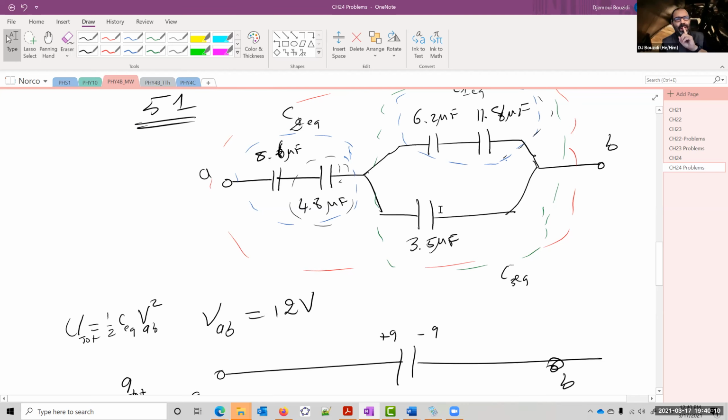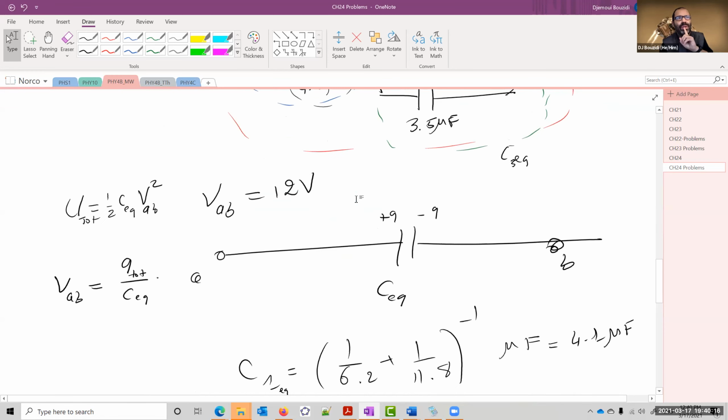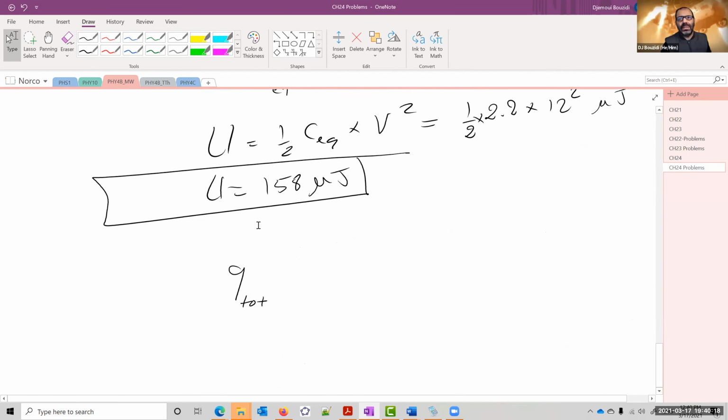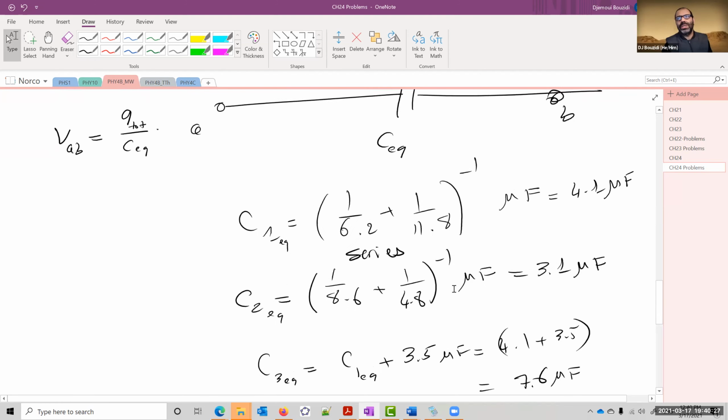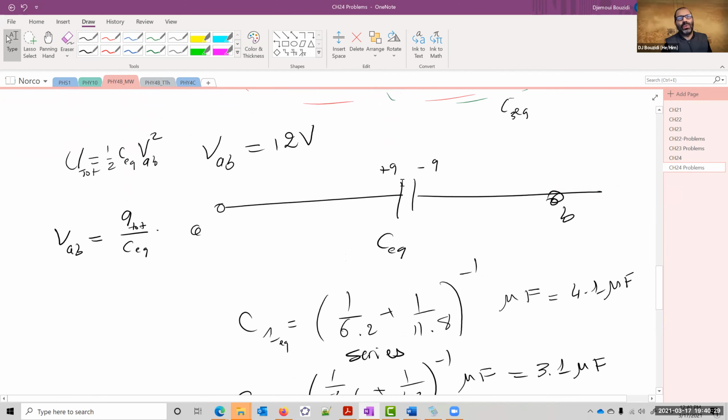They just asked one of these two, which is easy. Once we found one, we found the other, okay? So Q total in this case is going to be C equivalent times the whole voltage from A to B. Because this is how it looks to me. It looks to me like there is only one capacitor of C equivalent with this voltage across 12 volts sitting across it.